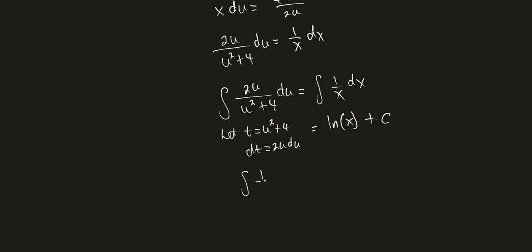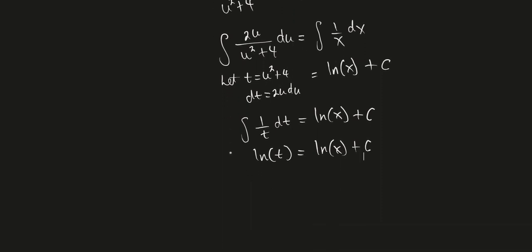So we end up with 1 over t dt. So we end up with yet another log. So let's keep going. So this is the natural log of t, and then here we have the natural log of x plus c. So now we have two substitutions to reverse. The first one was for the integral. So wherever there's a t, replace it with u squared plus 4.